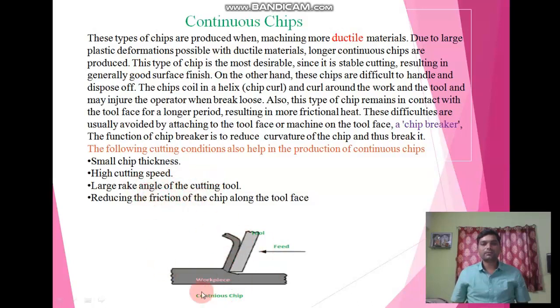So here we have a diagram. This is our ductile workpiece material. When we apply force over the ductile material with the help of the tool, then we get continuous chips, and the nature of these continuous chips is long, and because of it they form a curly shape. One disadvantage is that due to the curly nature, when it breaks it may injure the operator. So for that purpose we need to put a chip breaker. So this is what we have about continuous chips.